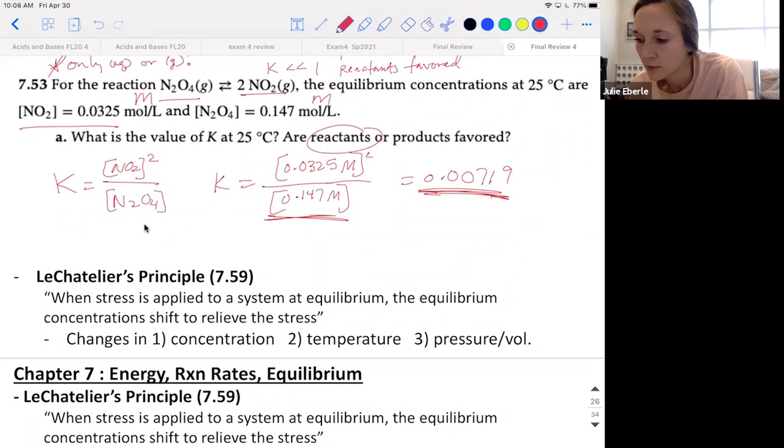Le Chatelier's principle says when stress is applied to a system at equilibrium, we change something, a concentration, pressure, temperature, that the equilibrium will shift, the concentrations will shift to relieve the stress that we added. All right, so we talked about changes in concentration, temperature, and then pressure and volume.